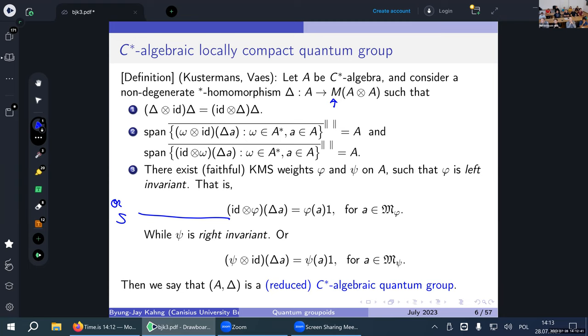For normal faithful weights on von Neumann algebras, the modular group is automatic. But here for C*-algebra weights, it's some assumption, exactly. So this is a rather strong assumption on the level of C*-algebras, whereas for von Neumann algebras it's like nothing, yes? Yeah, I mean, the weights do not really behave too well with C*-algebras.